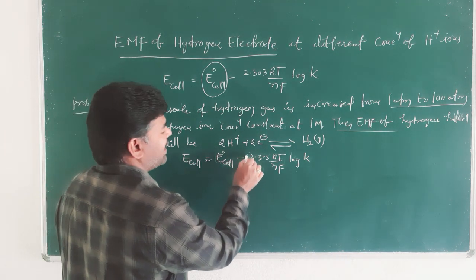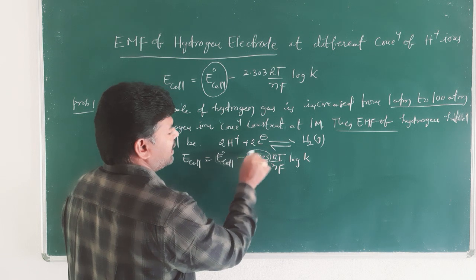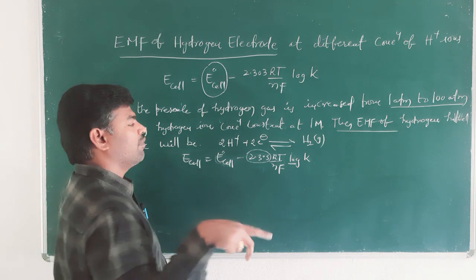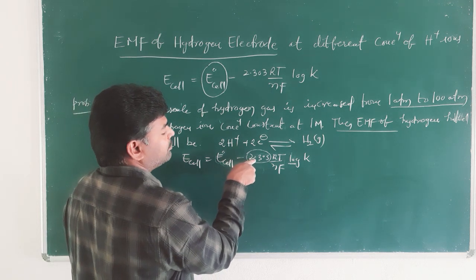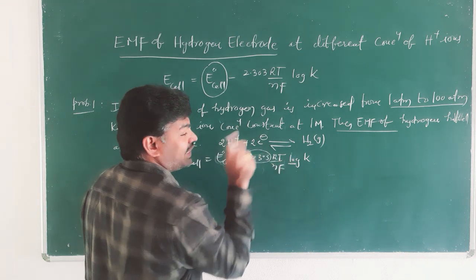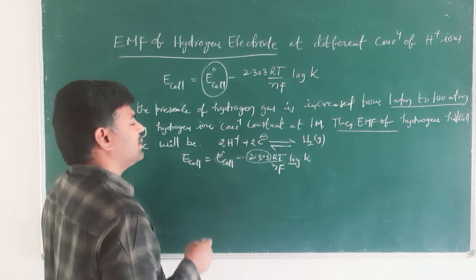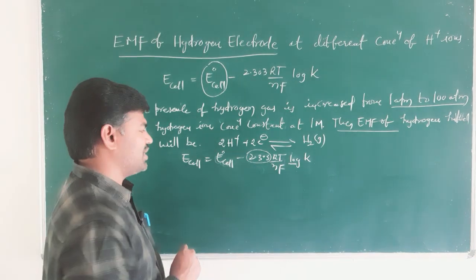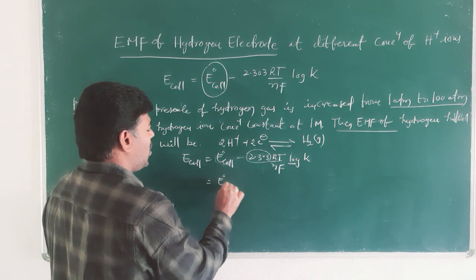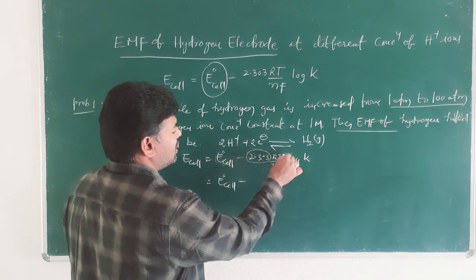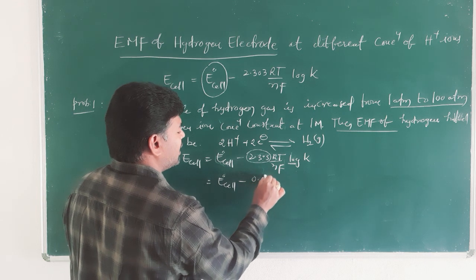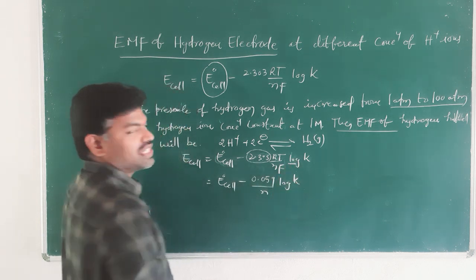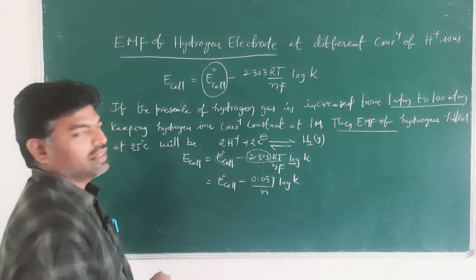Whenever we write 2.303, the log is the Briggsian logarithm, that is the base 10 logarithm. Whenever we do not write 2.303, then we should write ln, that is the Napierian logarithm, right. To discriminate the two, I write the entire Nernst equation: E naught cell minus 2.303 RT by F, that is equal to 0.059 by n log K. This is the equation for the EMF of the hydrogen half cell, right.